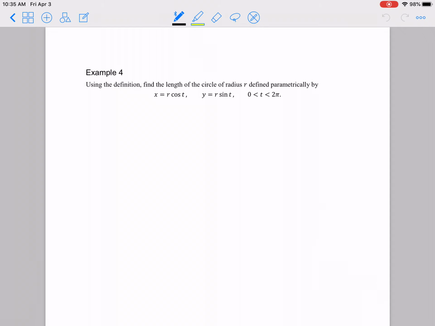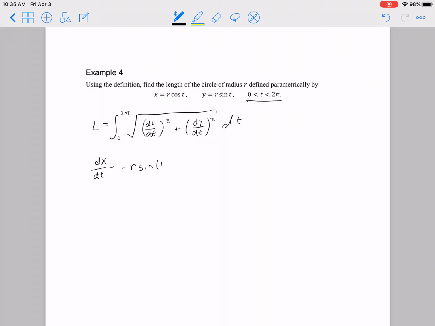So remember our L: we're going to integrate from 0 to 2 pi. That's where we're going on t. We're going to do the square root of dx dt, the derivative with respect to t of x, squared, plus the derivative of y with respect to t squared, square rooted, dt. So we need to find dx dt. That's going to be the derivative of this up here, and the derivative of cosine is negative sine, so this will be negative r sine of t.